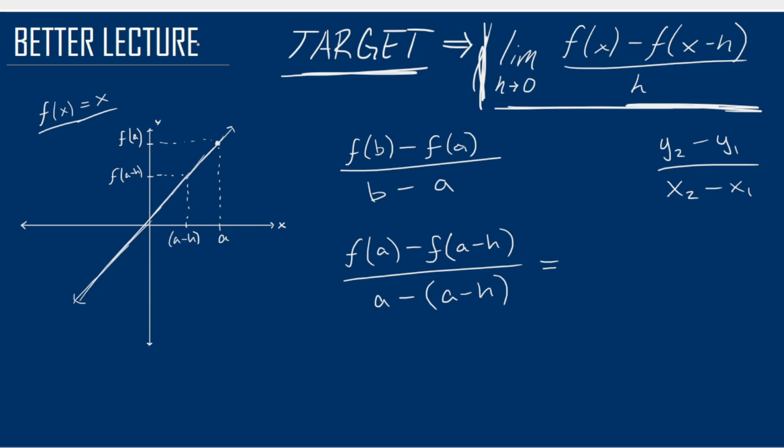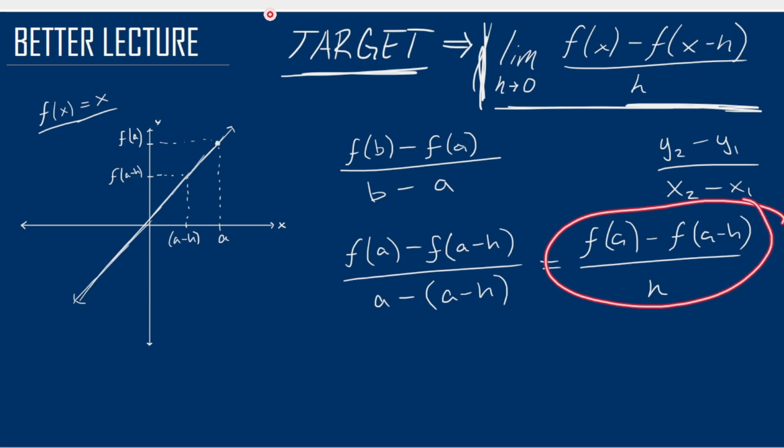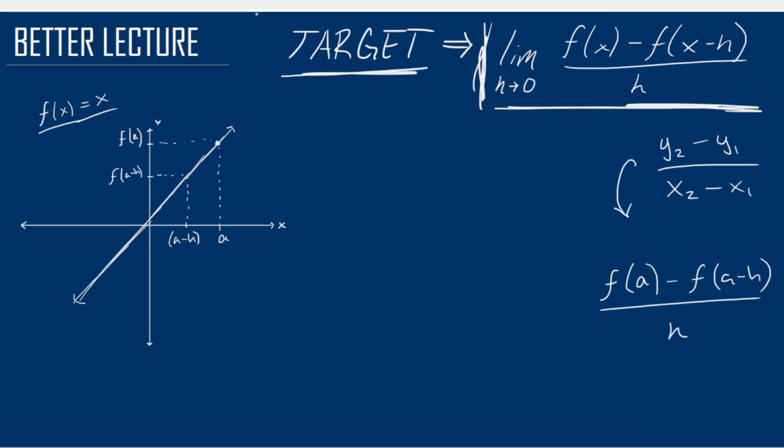And what you can see is this turns into, if we distribute the minus on the bottom, we get just positive h. Let me show you. So these cancel, and we're left with positive h. So now we have this, and this looks an awful lot like what we have here. So you can see how we transformed the slope formula into this.